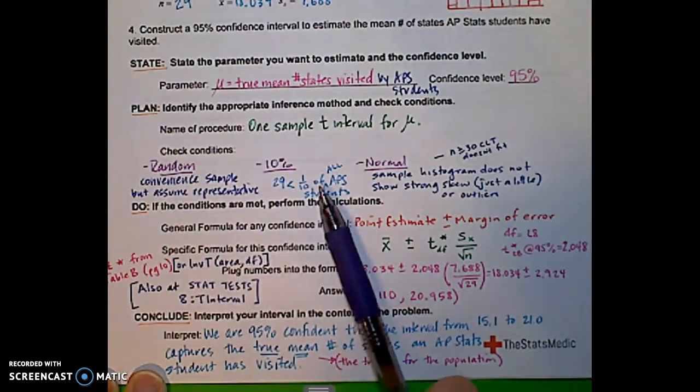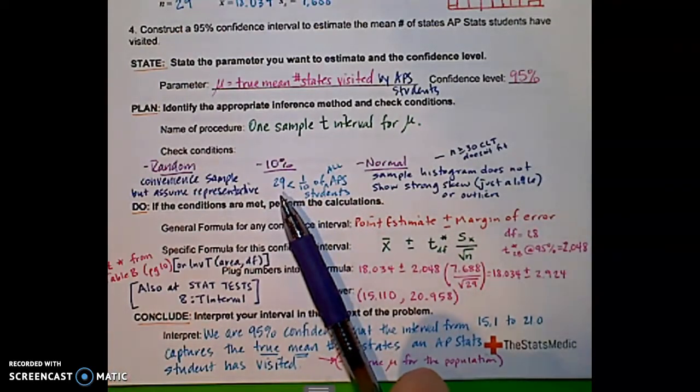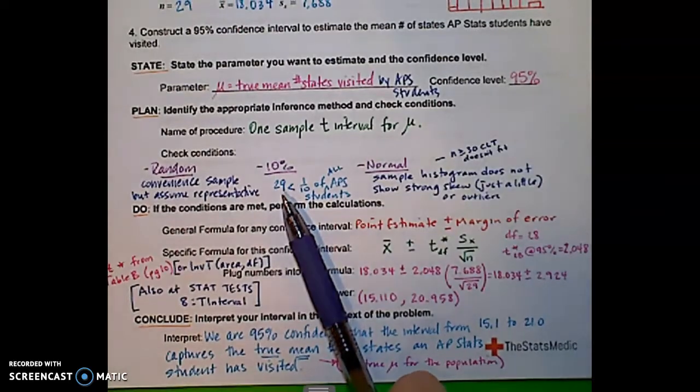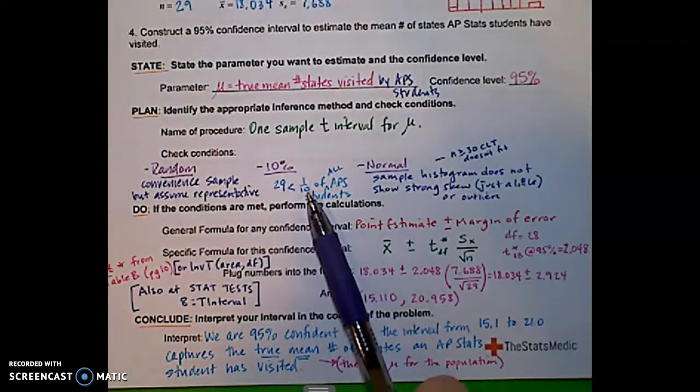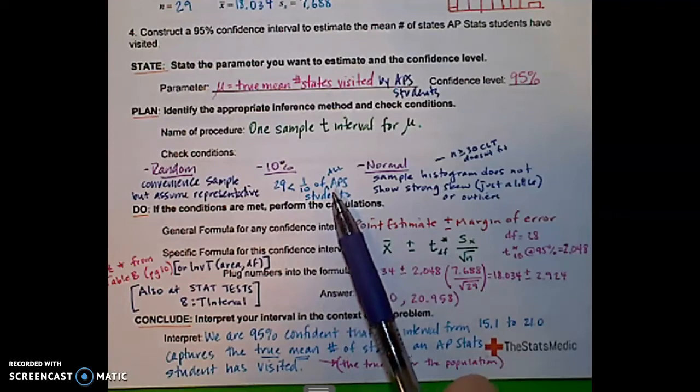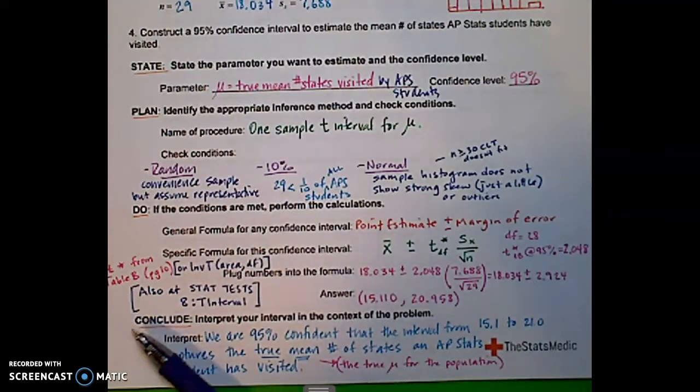Our 10% condition, we want to see that our sample size is less than 10% of AP Stat students. And this is actually almost all of our Sandberg Stat students, but we want 10% of all AP Stat students, and certainly that is less than 10%.